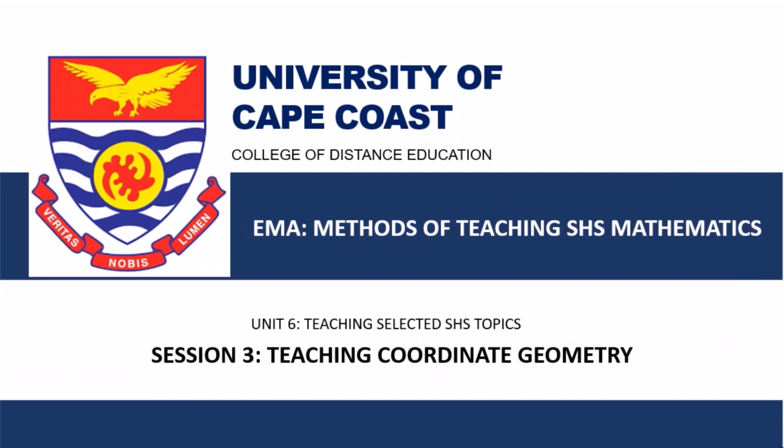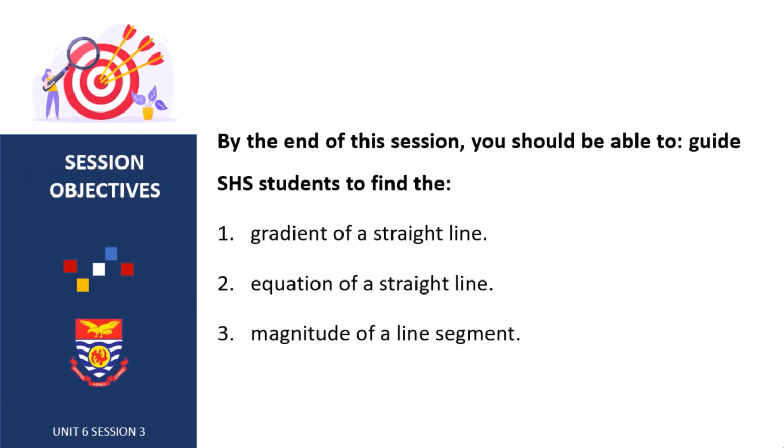So we are in session 3 of Unit 6. In session 3, we are taking the topic coordinate geometry. So, how to teach coordinate geometry. At the end of this session, you should be able to find the gradient of a straight line, the equation of a straight line, and the magnitude of a line segment.